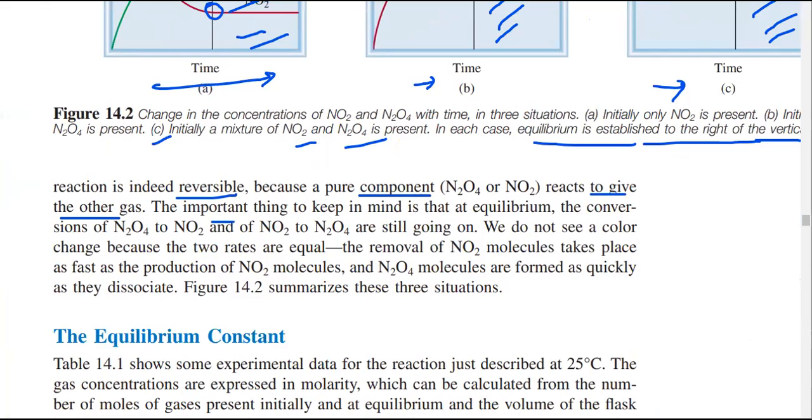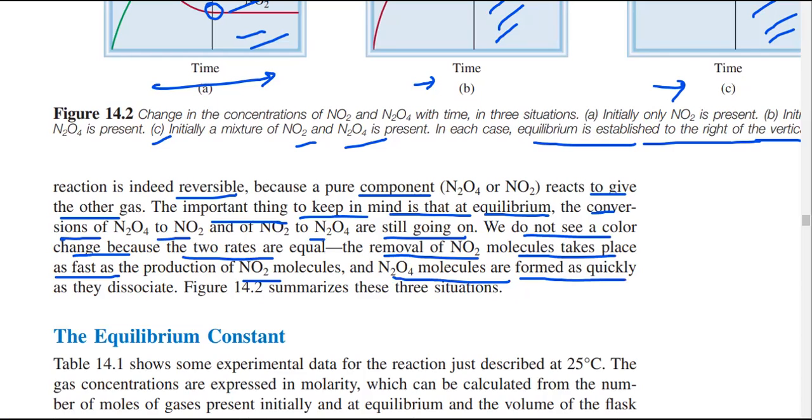The important thing to keep in mind is that at equilibrium, the conversions of N2O4 to NO2 and NO2 to N2O4 are still going on. You do not see a color change because the two rates are equal. The removal of NO2 molecules takes place as fast as the production of NO2 molecules, and the N2O4 molecules are formed as quickly as they dissociate. So this is what we have observed in this picture.